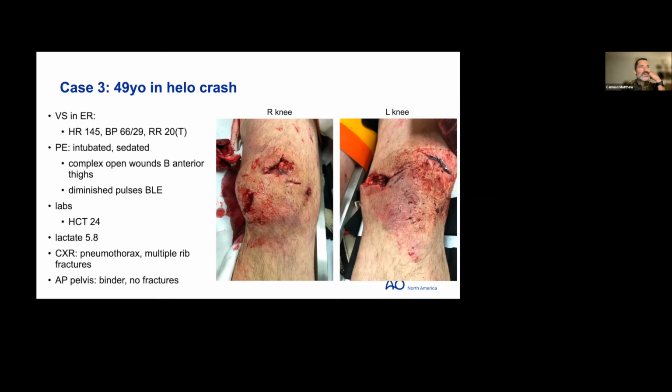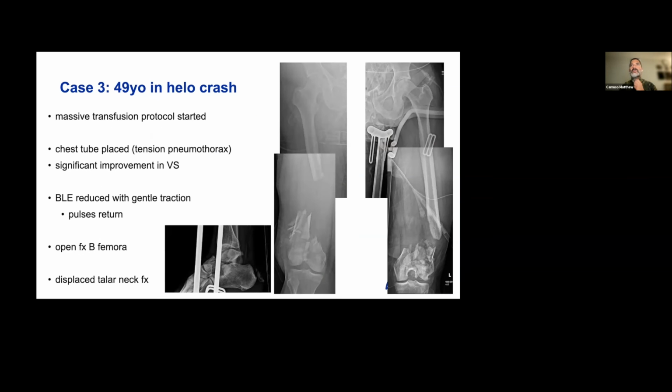He's got a pneumothorax with lots of rib fractures, and the team put him in a binder in the field, but no fracture in his pelvis was identified. So we do have these X-rays. While they're getting these X-rays, a massive transfusion protocol was started because he had been bleeding quite a bit for a while. He got a chest tube to decompress his tension pneumothorax, and interestingly, his vital signs responded significantly.